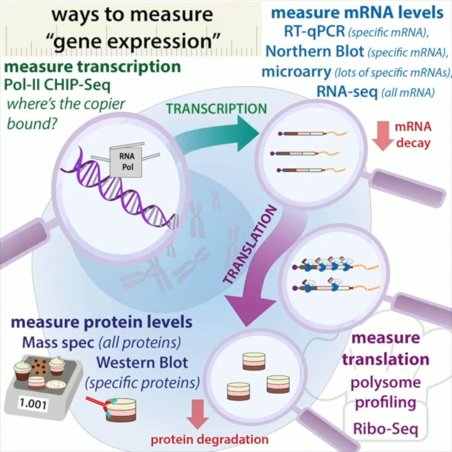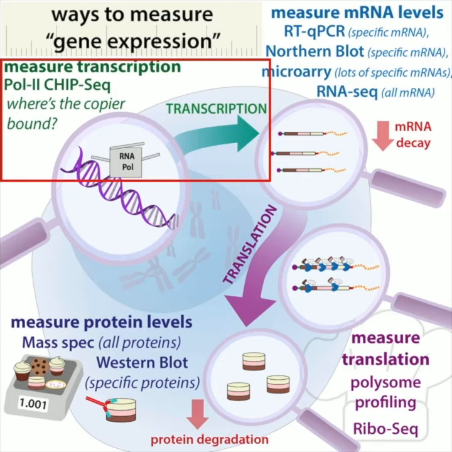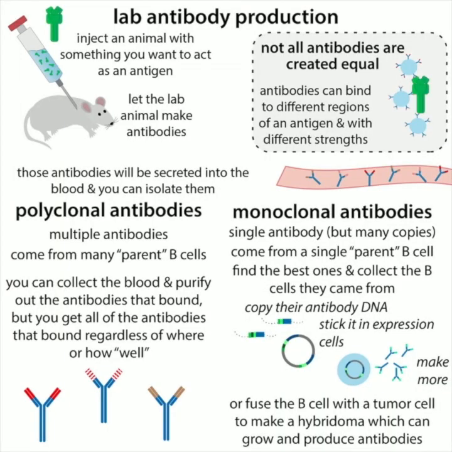So starting with measuring transcription. One of the ways that we can do this is with Pol II ChIP-seq. IP stands for immunoprecipitation. And when we hear immunoprecipitation, think of antibodies being used to pull out and isolate things that something is bound to. Okay, that sounded really generic.